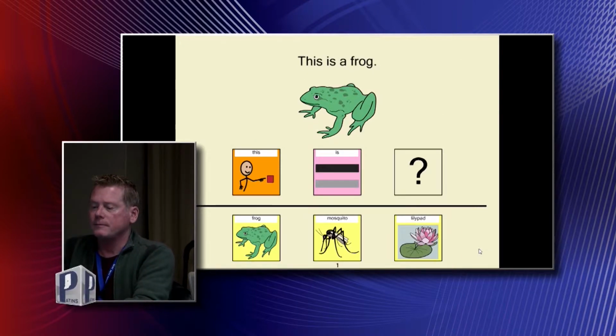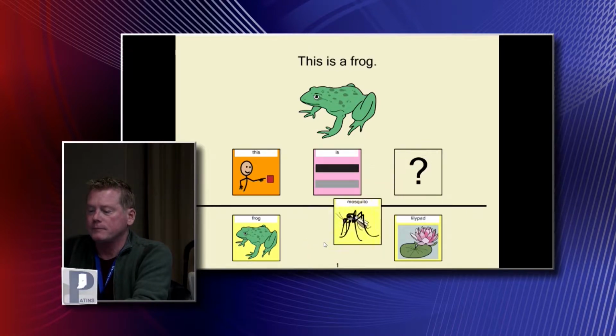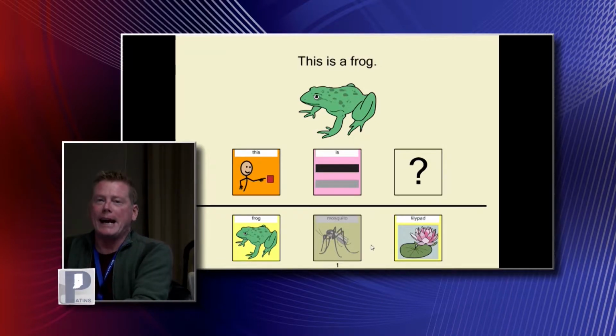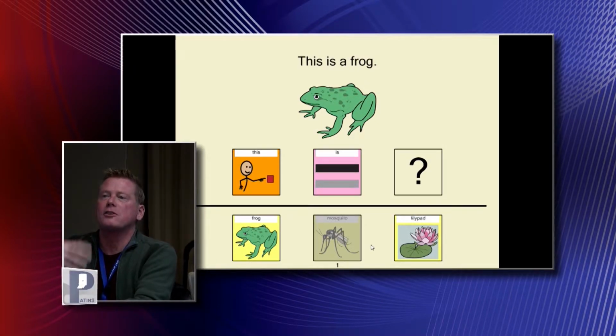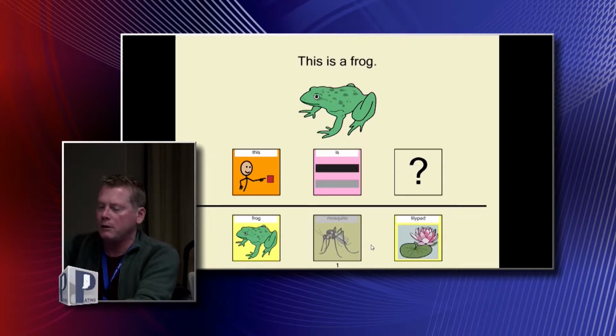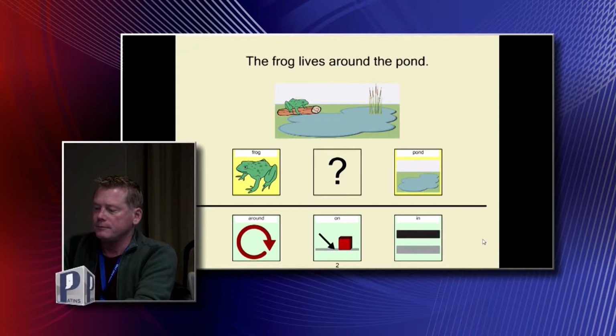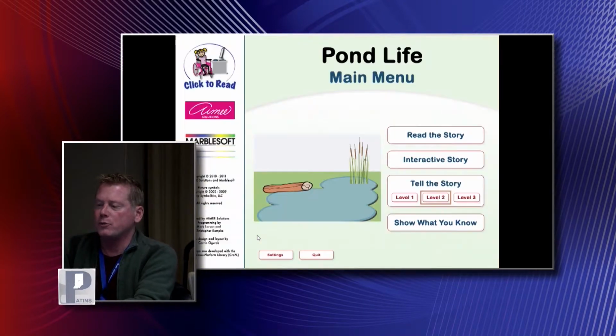You'll see at level 2, this is a frog. Now I have more choices. I could get it wrong. Mosquito. I could get it wrong again. Mosquito. And I think it's after the third time, mosquito, try frog. It's going to gray out so that it reduces my choices so I'm not stuck in perpetual error-making. The frog lives around the pond. Around. So the student's retelling.